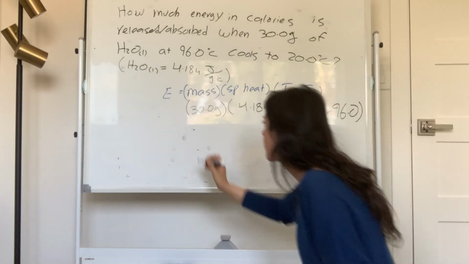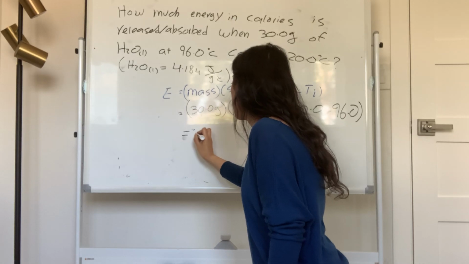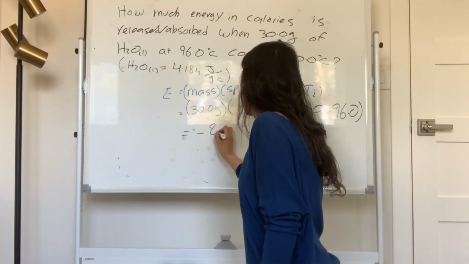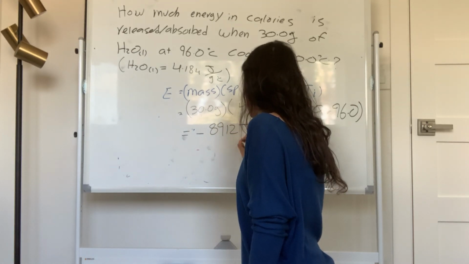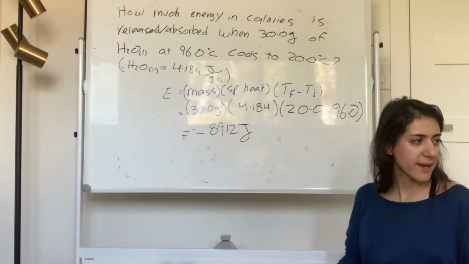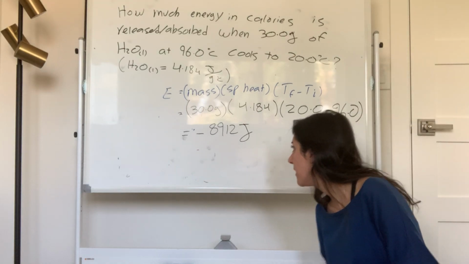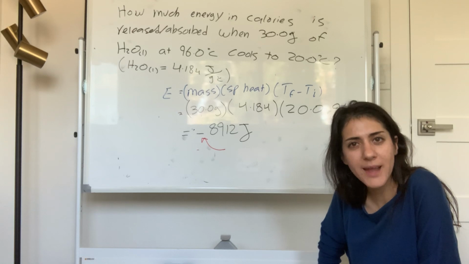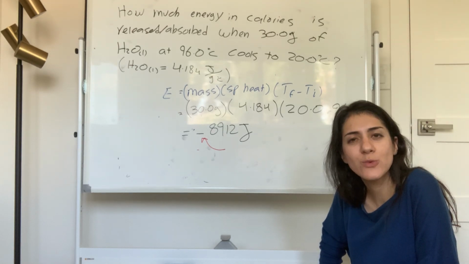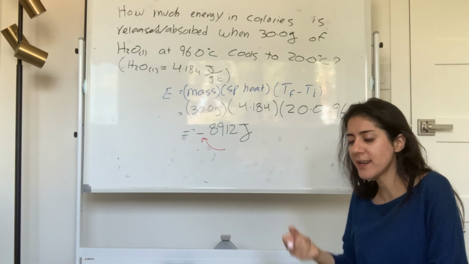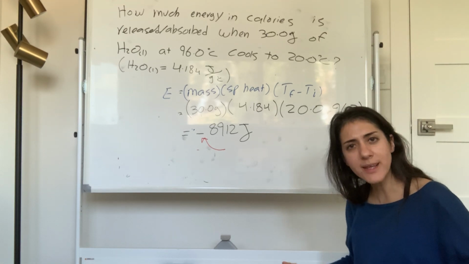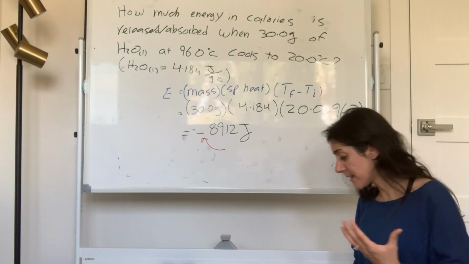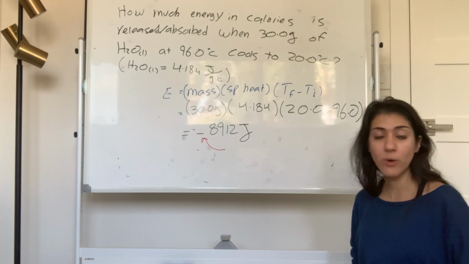So if I plug everything in, what I end up getting is negative 8912. What's the unit? Joules. What does this mean? What does a minus mean? This is an exothermic reaction. The energy was released. So when you have minus or plus for energy, all it means is was energy released or was energy absorbed. I end up getting joules, but that's not what the question asks you for.